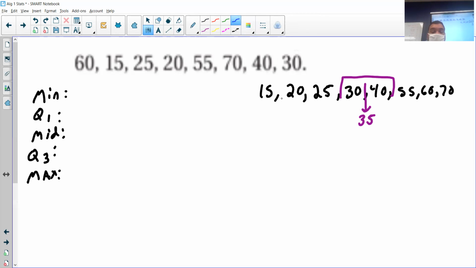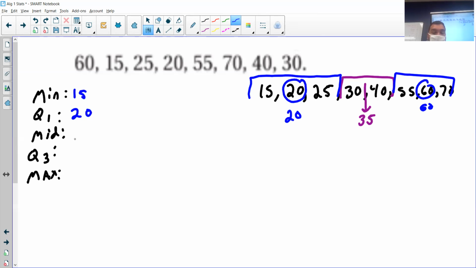Median's 35. So when you take the middle, you do not use the median parts for the new middle or the quarter 1. So it's actually just 20. 20 just happens to be in the middle. And over here, you do not use the middle again, it just happens to be 60. So it seems like my numbers are 15, 20, 35, 60, and 70.